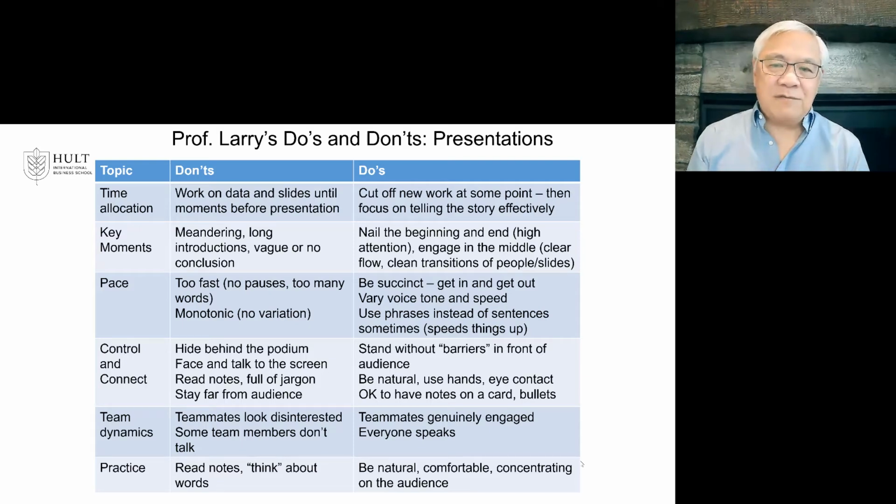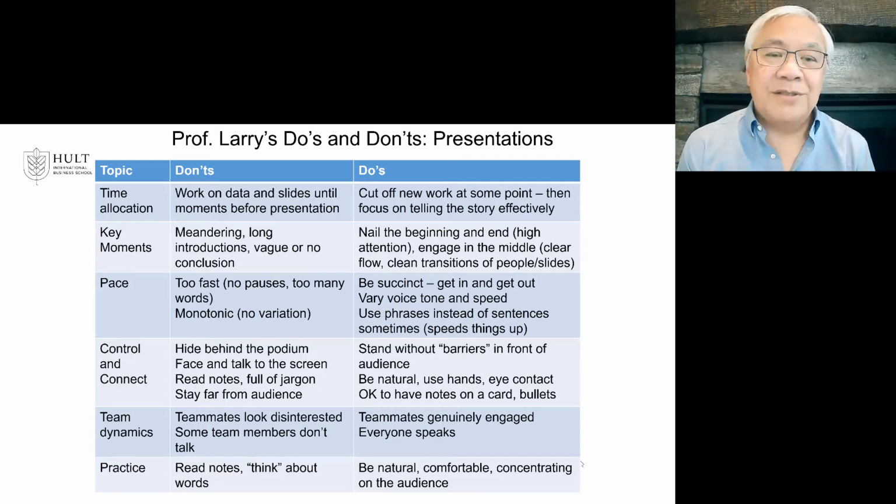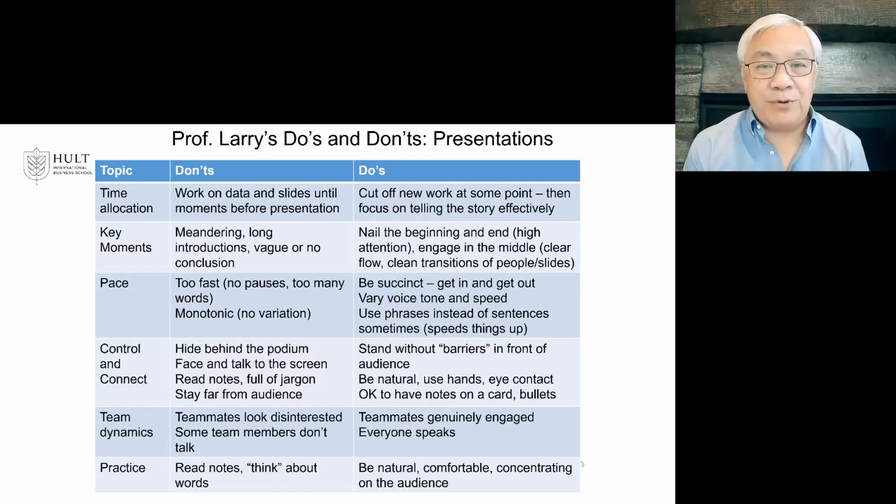So here's some do's and don'ts for presentations. Time allocation. Do not work on data and slides until moments before the presentation. I've seen this happen. Do cut off work at some point, and then at that point forward, focus on telling the story, on practicing.